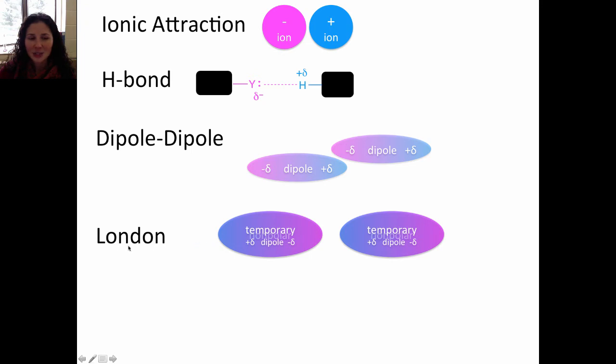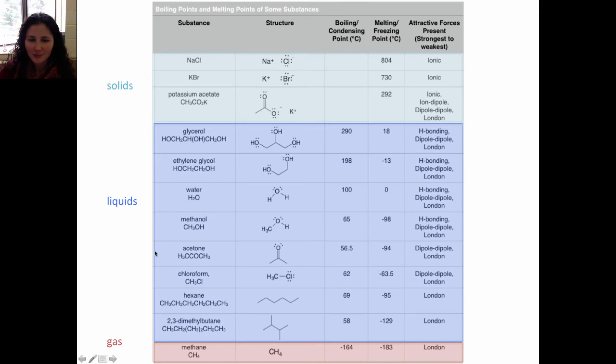The next thing I'd like to do is focus only on the London forces. The things that only have London forces are down here at the bottom of your chart. Notice that these things are hydrocarbons. They are non-polar molecules. The only attractions in non-polar molecules are London forces, and everything in the following discussion will be pertaining to things like this.